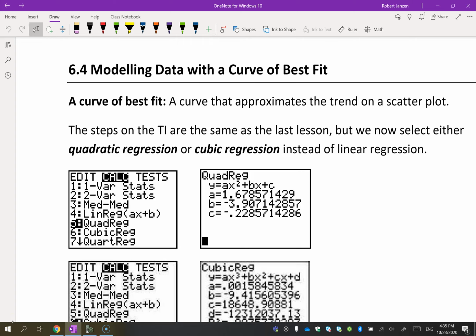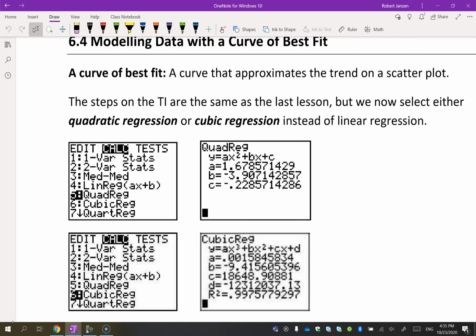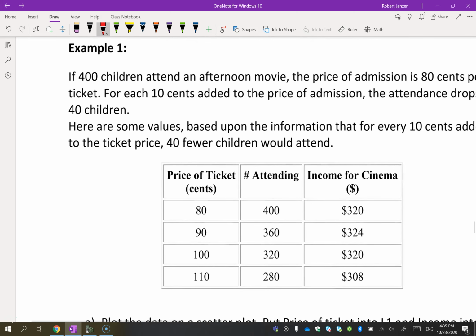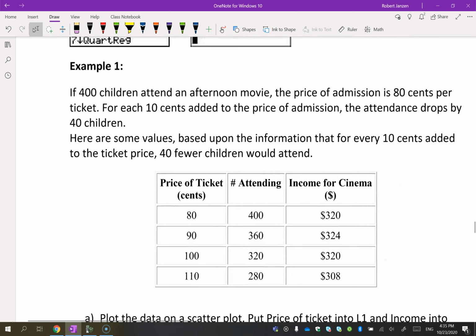So up until now we've been looking at examples where our line of best fit is an actual line. We're going to now look at ones where they're either a parabola or a cubic wave. So that's either going to be a quadratic or a cubic regression. Those are number 5 and number 6 on our calculator. Let's take a look at the first example and figure out what we're going to do here.